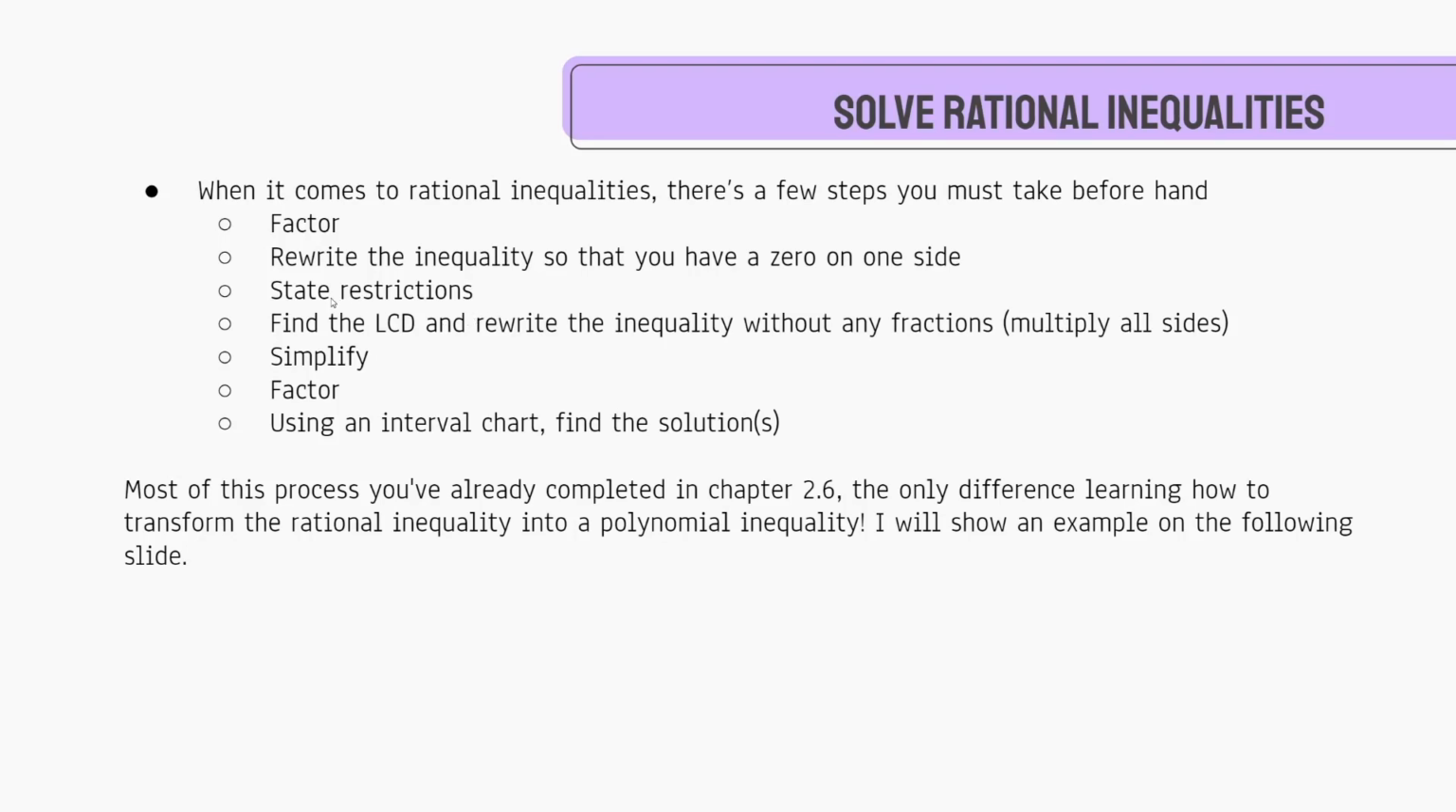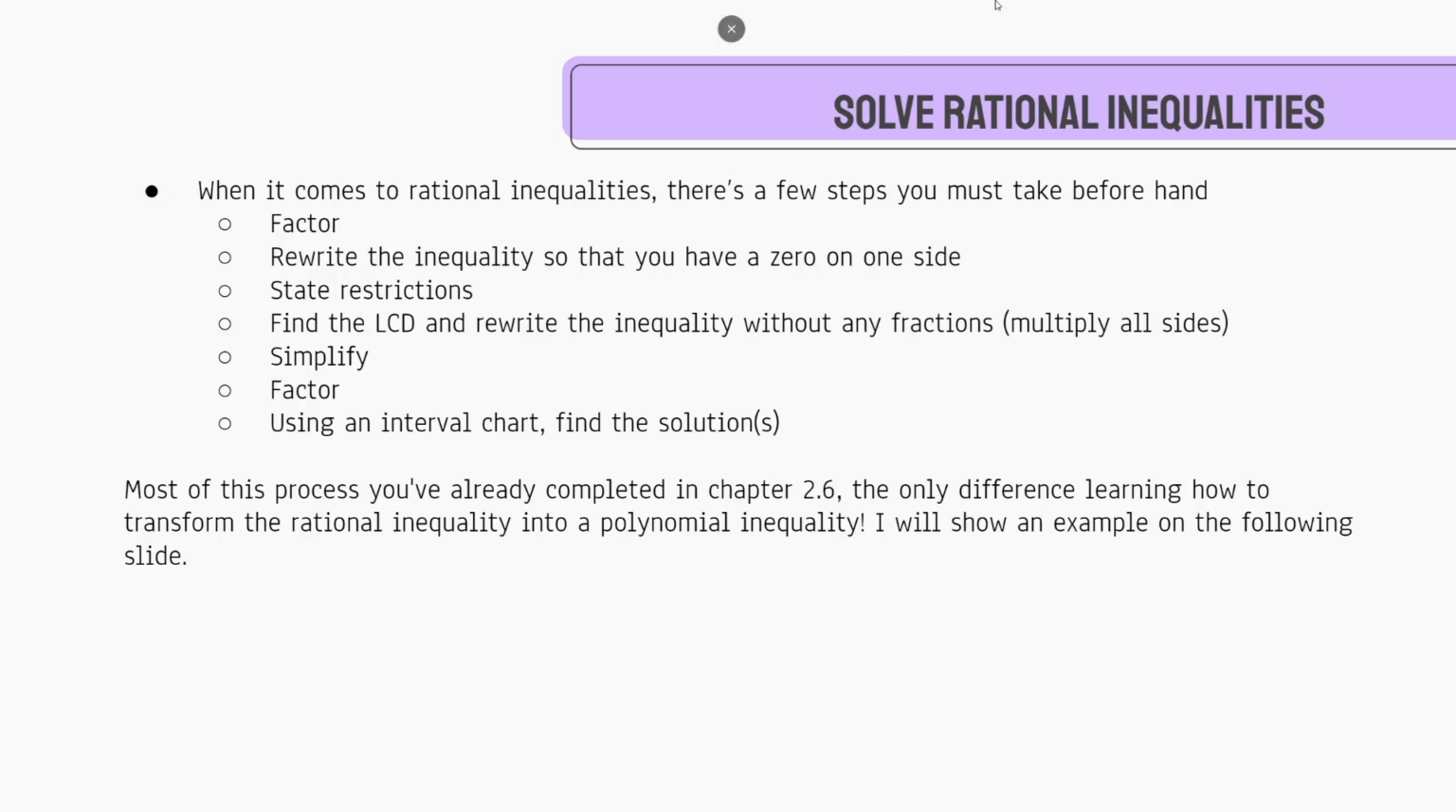You have to state your restrictions. Because if you don't state your restrictions, you can easily forget what x values cannot exist or cannot be part of the function. So for example, if you had 1 over x plus 1, we know that x cannot equal -1, and we must state that. Next, you would find the lowest common denominator and rewrite the inequality without any fractions.